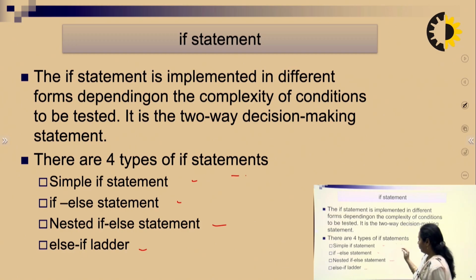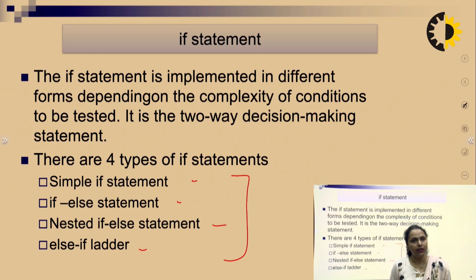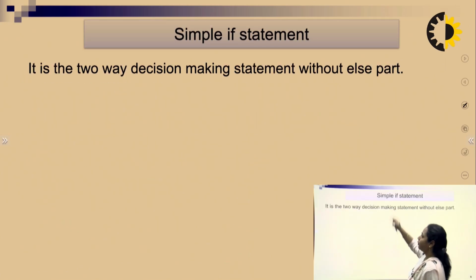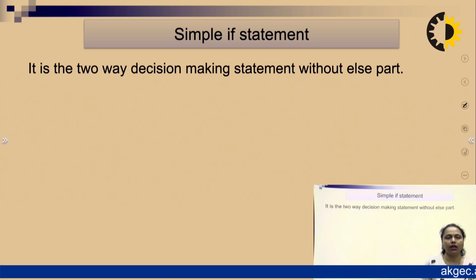One by one we are going to discuss all these four, studying their syntax, their examples and their flow of execution. First we are going to discuss the simple if statement. As we discussed already, the if statement is a two-way decision making statement.